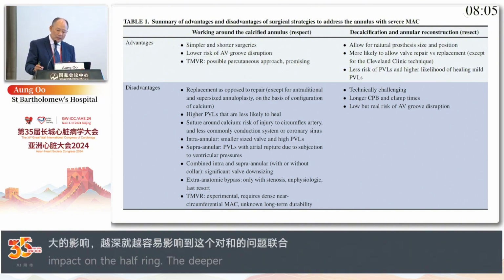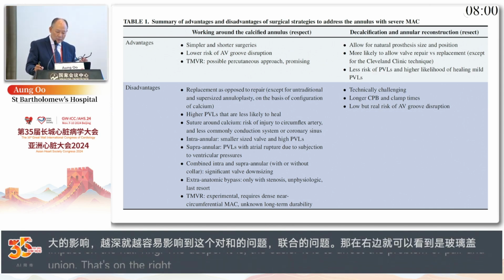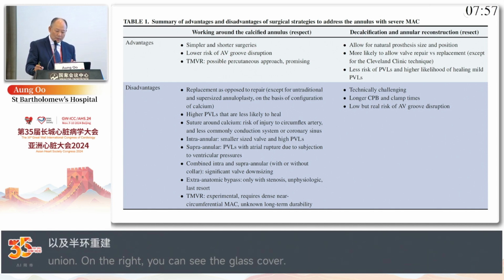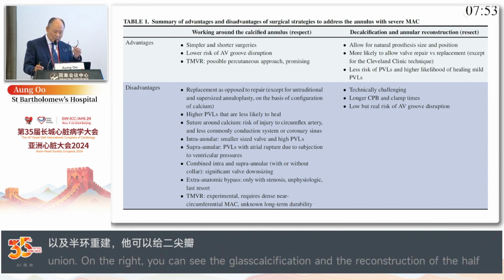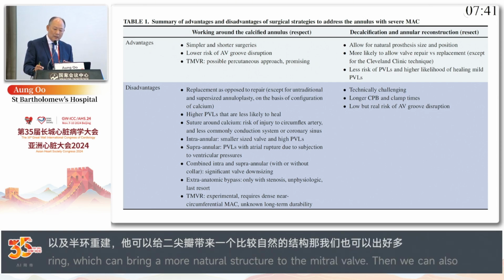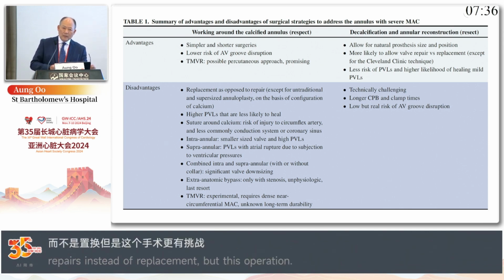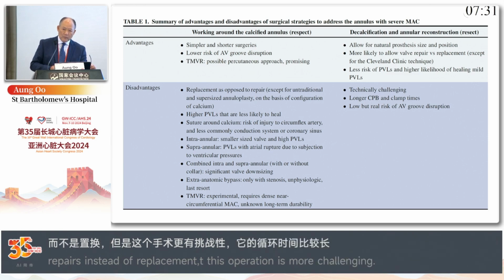But what about decalcification and annular reconstruction? It allows a more natural prosthesis size and position for the mitral valve replacement. It also allows some repair, so you can do a mitral repair by taking some of the calcium off. But it is technically challenging, with longer bypass and cross-clamp times, and even though the risk is relatively low, AV groove rupture is quite devastating.